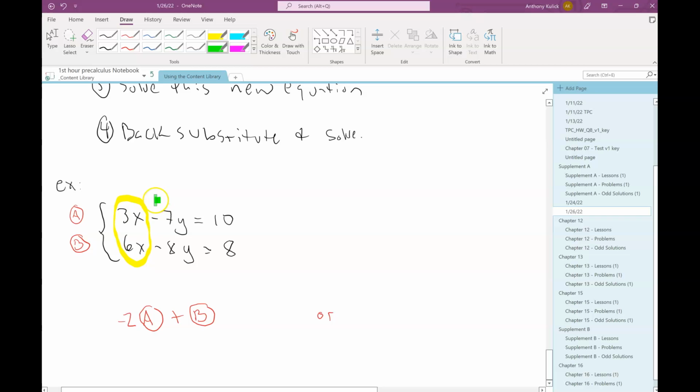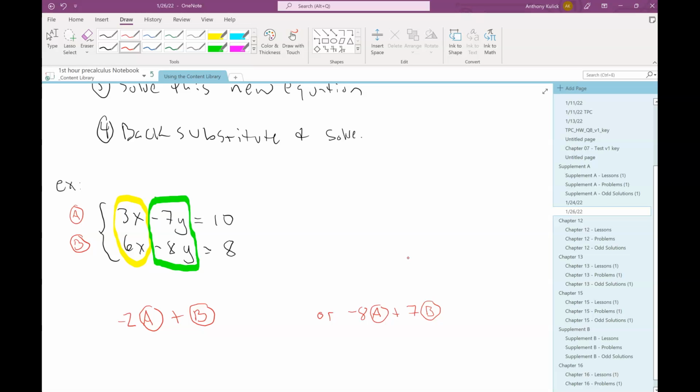Or perhaps instead I wanted to do the y's. That would be okay also, although this one's a little bit trickier. Notice that the least common multiple of 7 and 8 is 56. So I could do -8 times equation A plus 7 times equation B. Or I could have used +8 and -7. That would have been okay also.